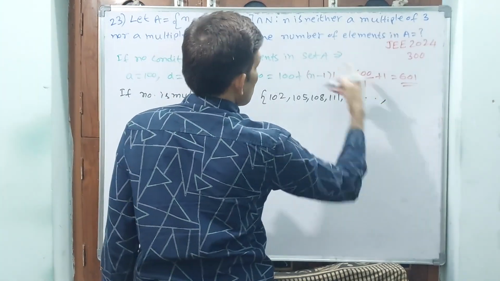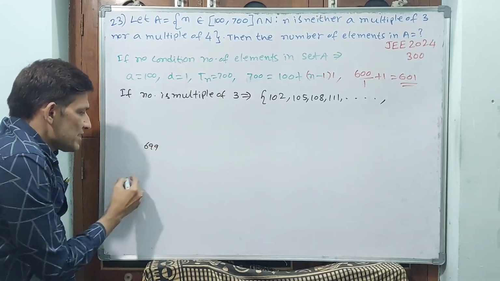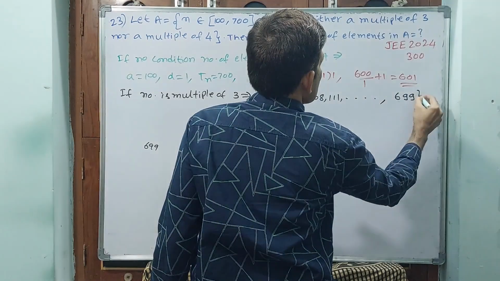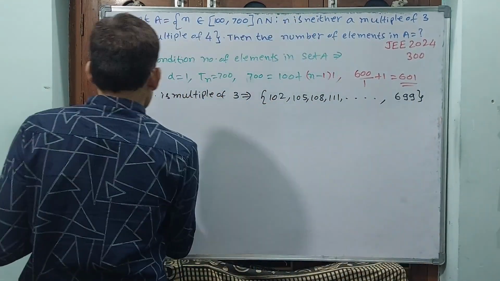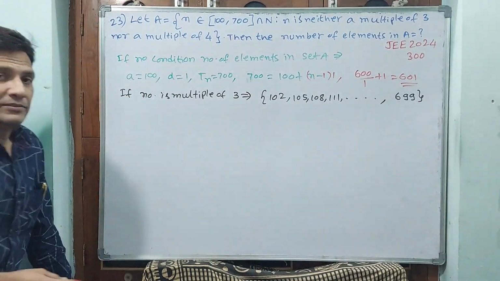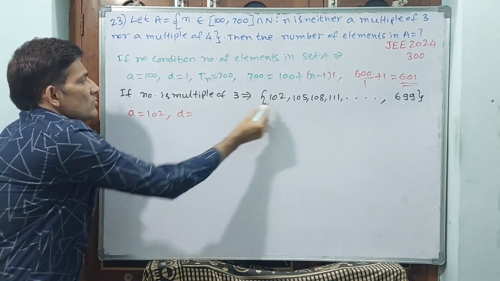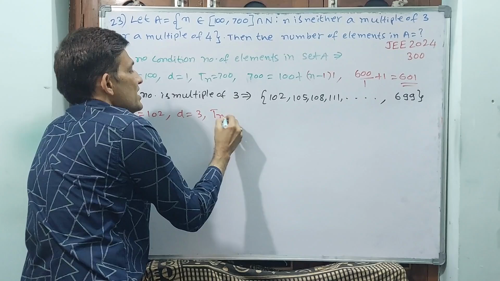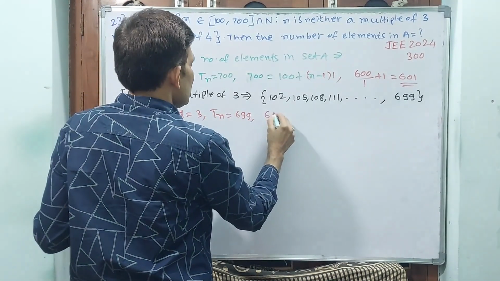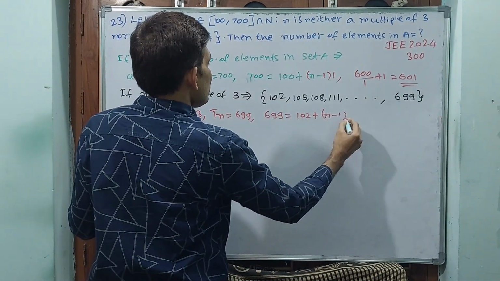Like that it goes. But what about the last number? 700 is not divisible by 3. 699, yes, 3 twos, 3 threes, 3 threes is 9. 699 is also divisible by 3. These are the numbers. But how many numbers are there? How are you going to find these numbers? a is equal to 102, d is equal to 3, and Tn is equal to 699. Then you find n. How am I finding? 699 is equal to 102 plus (n minus 1) into d. d is 3.